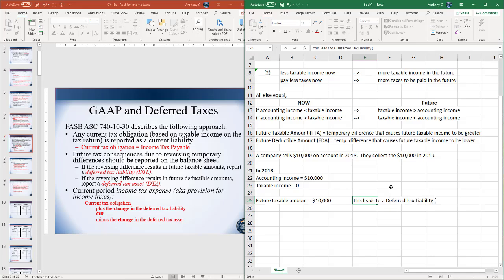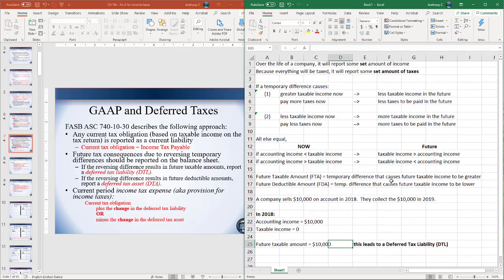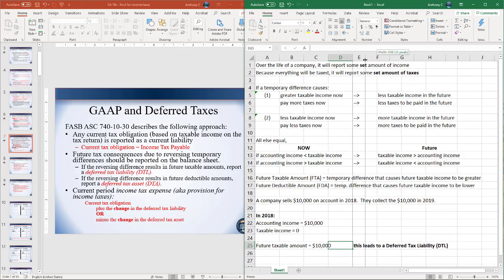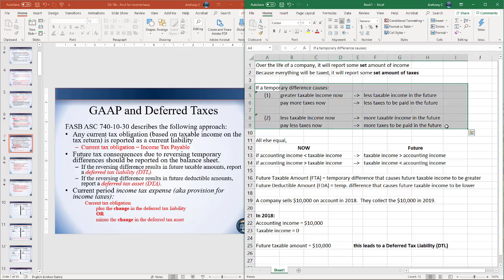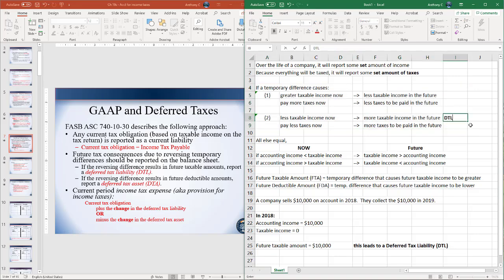For short, we can just call the deferred tax liability a DTL. So this example here refers to a situation in which future taxable income will be greater than accounting income. So more generally, if we go up to what we were looking at up above, when taxable income is going to be greater than accounting income in the future, we have a DTL.